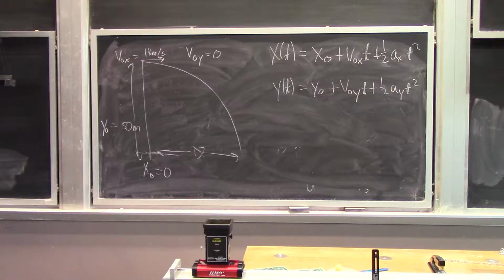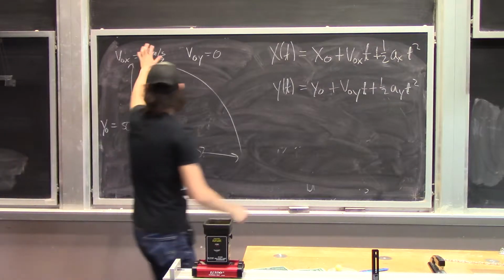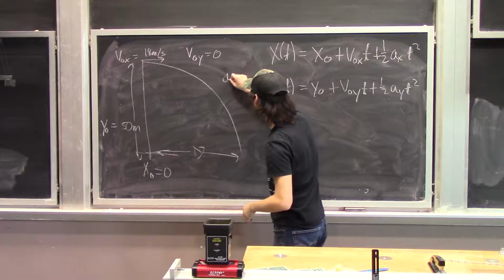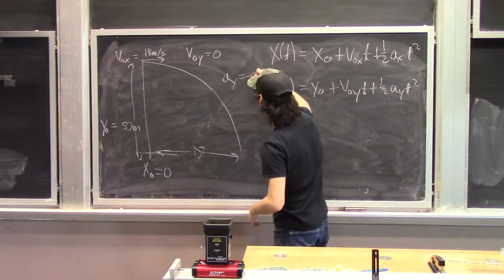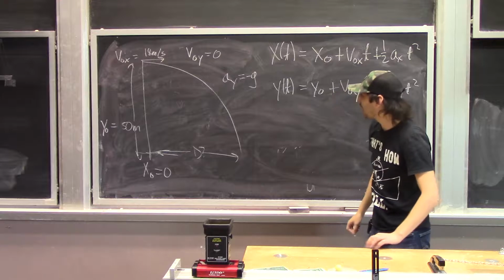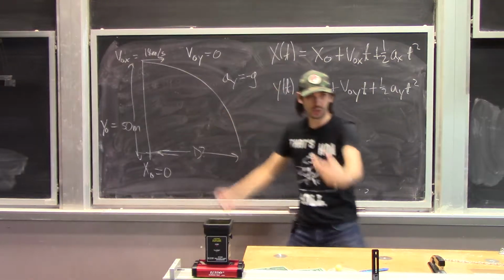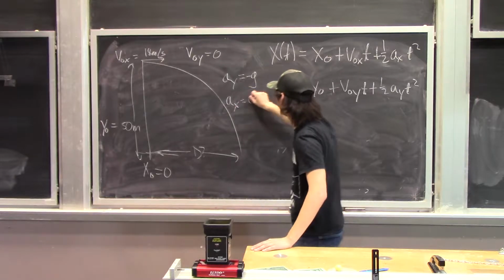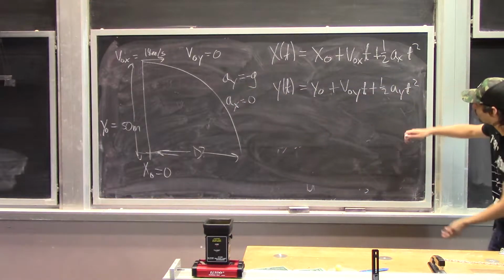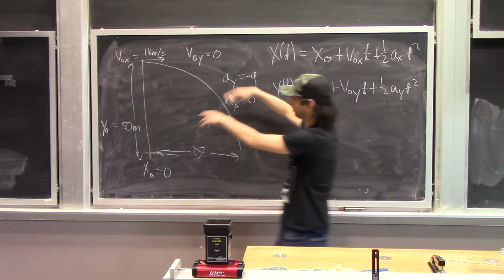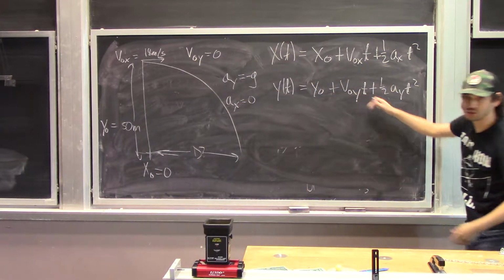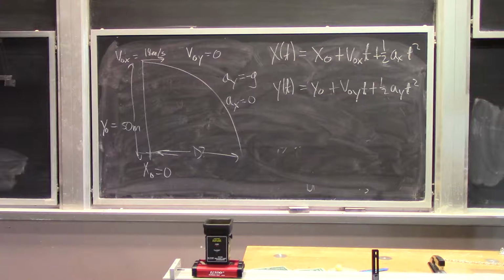to 50 meters. We know that this falls under the influence of gravity, and so the acceleration due to gravity is going to be a sub y, which is going to be minus g. And there's no wind or anything to cause any acceleration in the x direction, and so a sub x is equal to 0. So now that we have all of the things that we know written out, we can plug them into these two equations to make them a bit simpler.